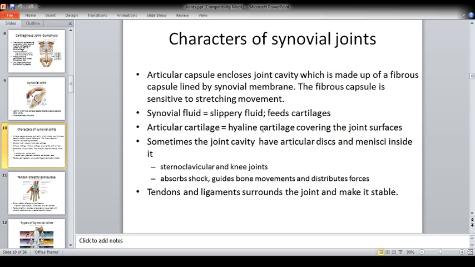The fibrous capsule is sensitive to the stretching movement. So the fibrous capsule would sense the stretch, the flexion or the relaxation of that particular joint, and it would allow a range of movement. Beyond that range it would not allow the joint to go, but if that joint is bent beyond the range, this fibrous capsule would be damaged.